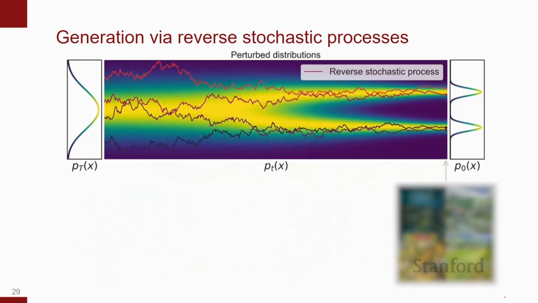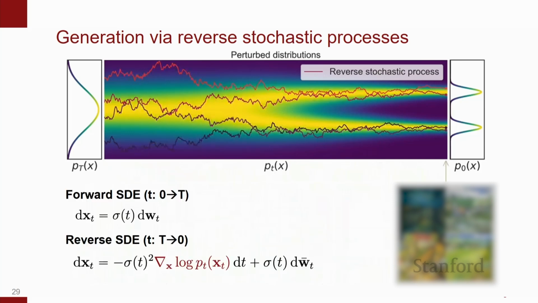That's what we want to do if you want to generate samples. If you want to generate samples, you want to basically invert this process. You want to change the direction of time. And it turns out that there is a simple stochastic differential equation that describes the process in reverse time.